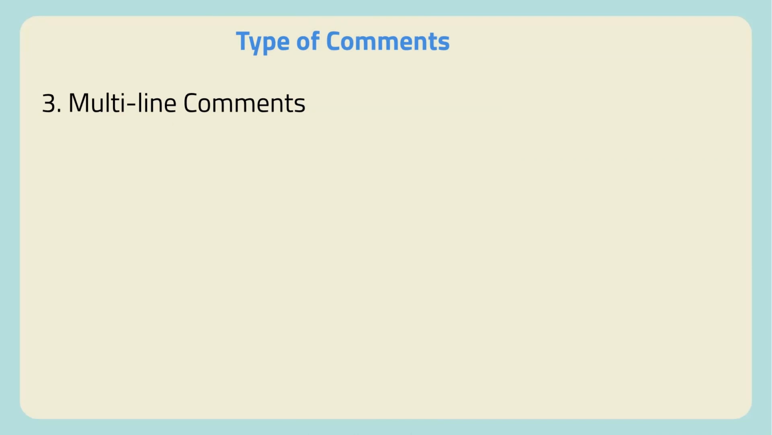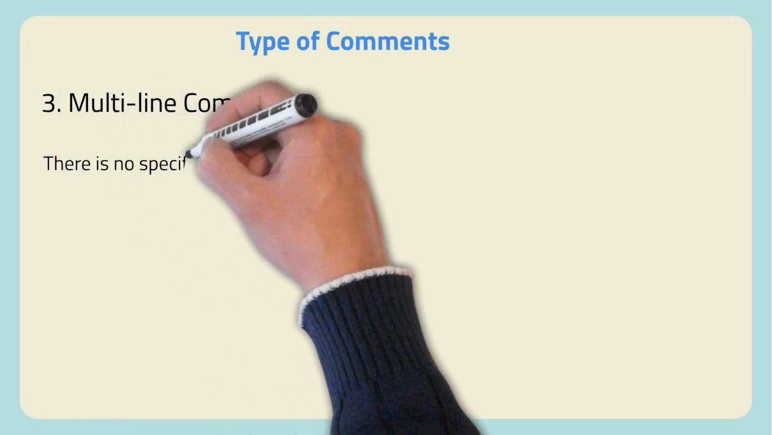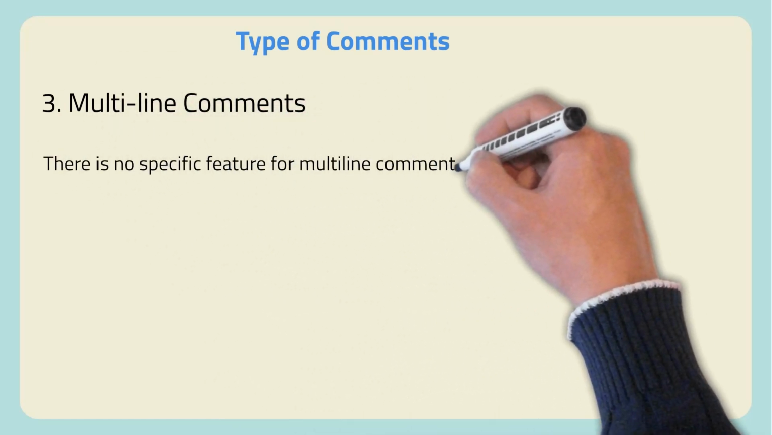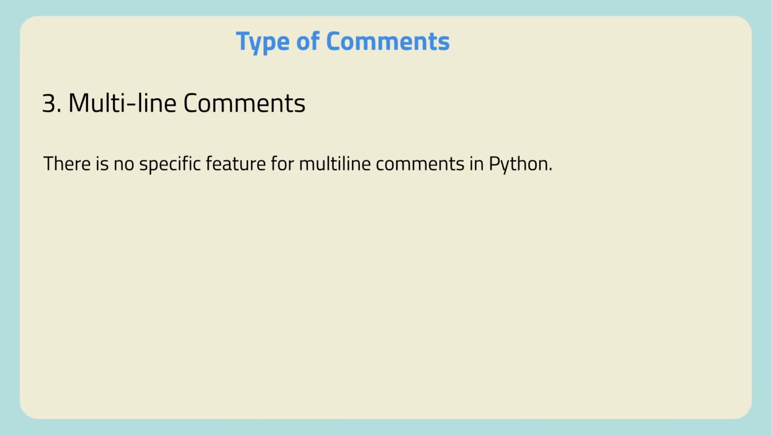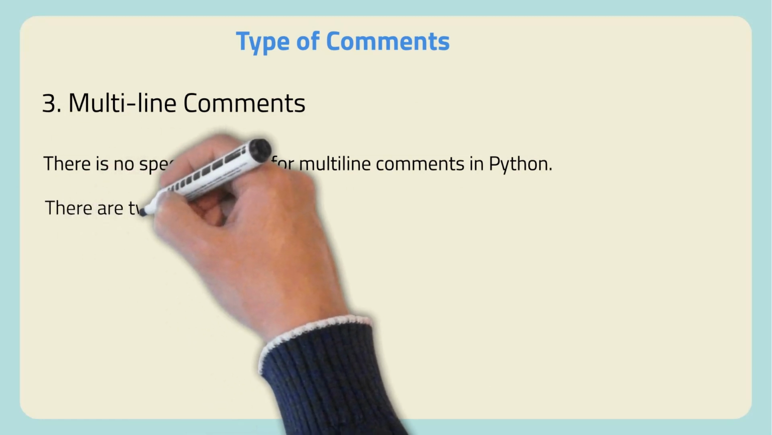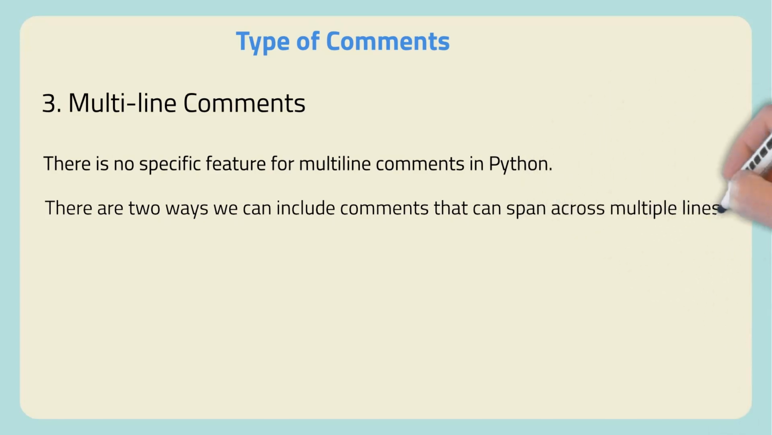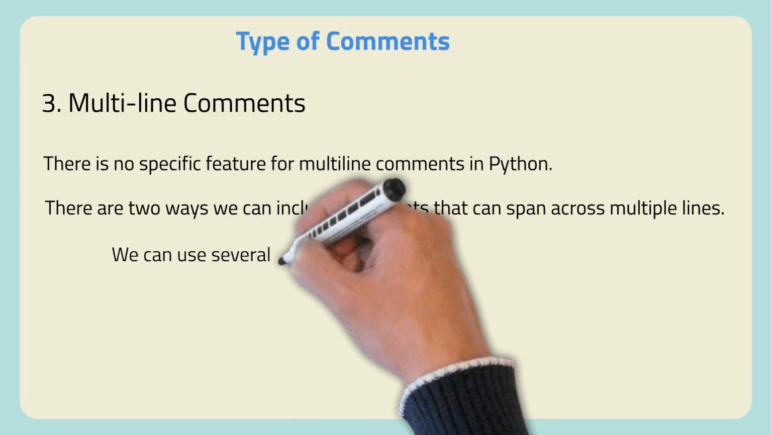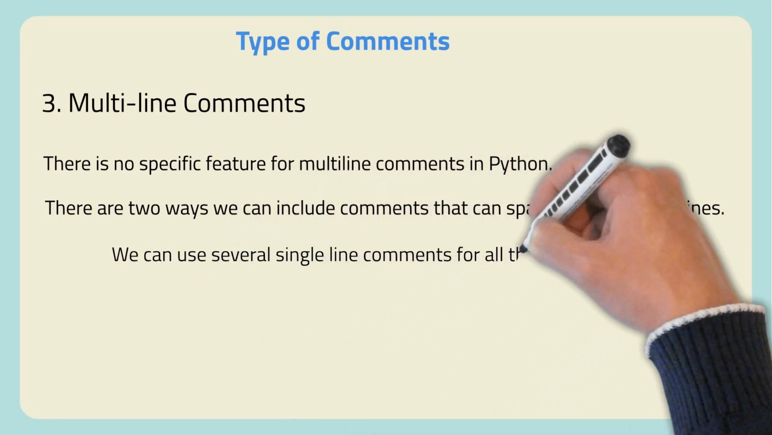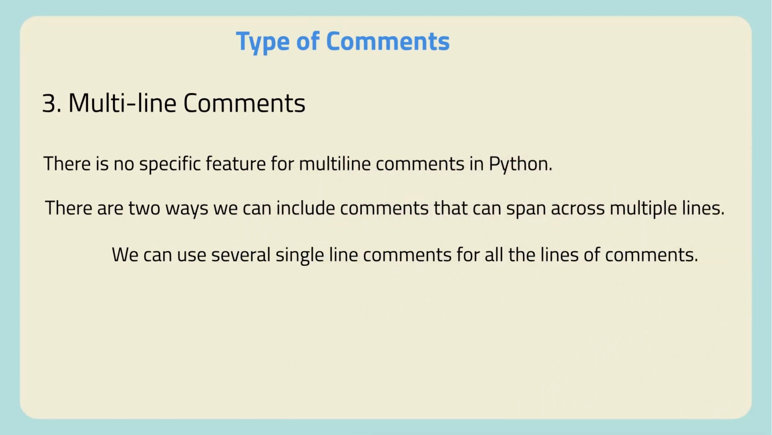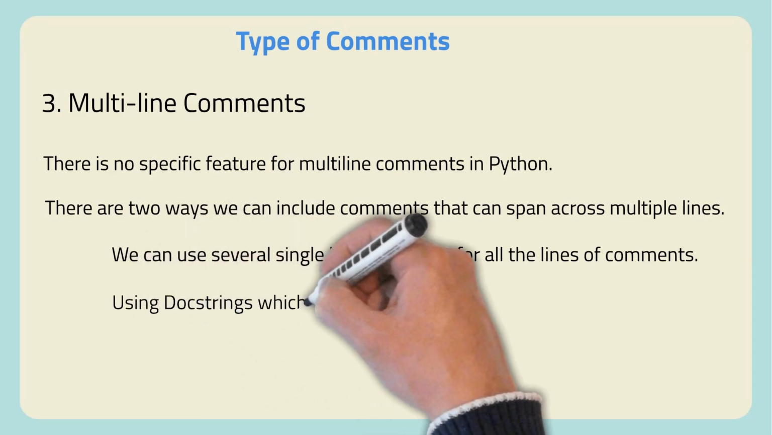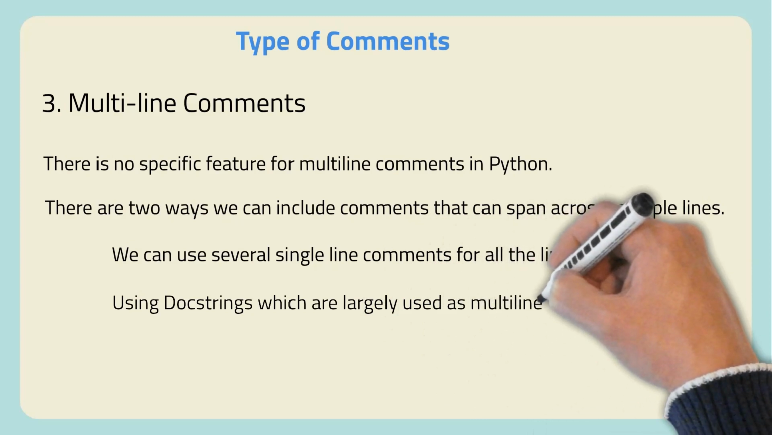In Python, there is no specific feature for declaring a multi-line comment. For a comment which spans multiple lines, we can comment it using two ways. First is to use the single-line comment for all the lines. Secondly, we can use the docstring comments. Docstring comments are mainly used as multi-line comments.